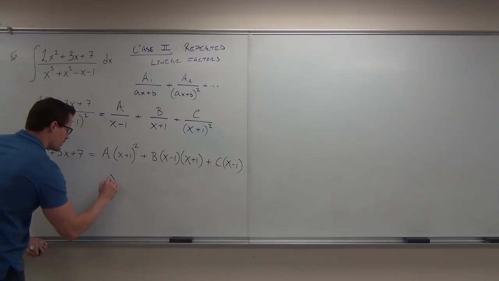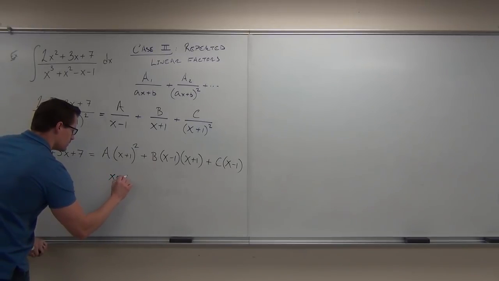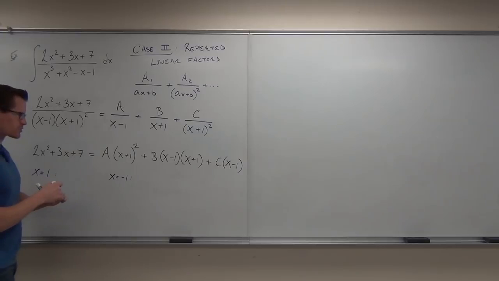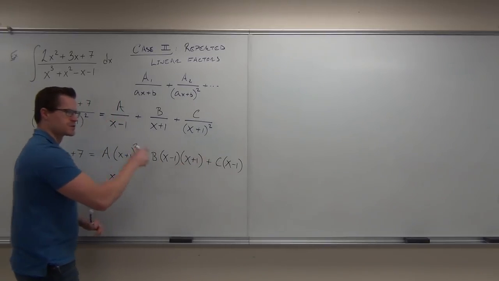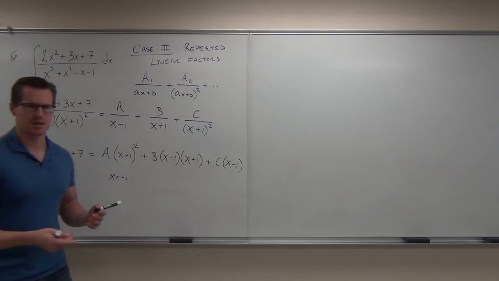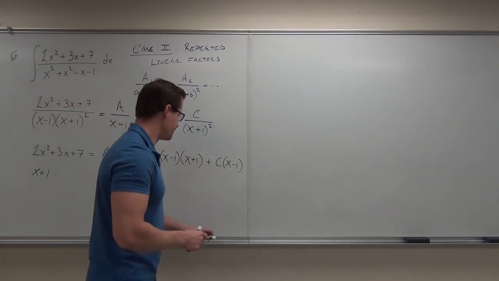And definitely negative 1. We try those right off the bat because negative 1's going to give us some zeros, 1's going to give us some zeros. We'll be able to find at least 2 of these things. For the last one, I'll teach you how to do that in a minute.